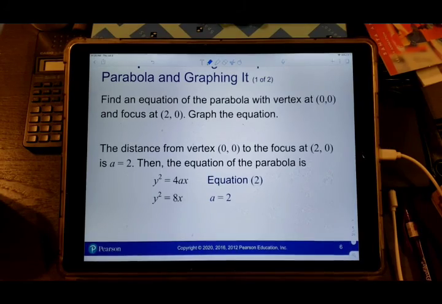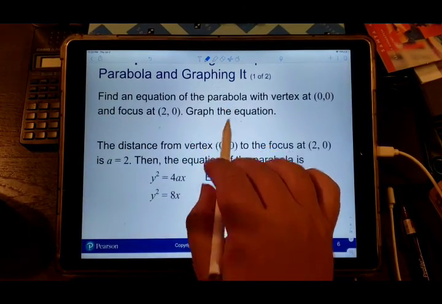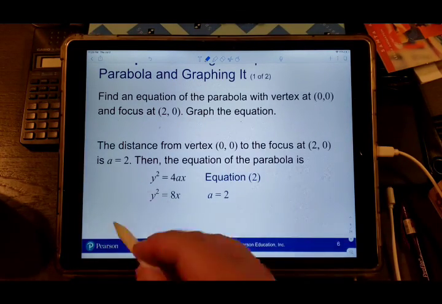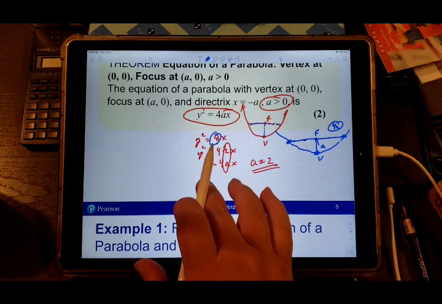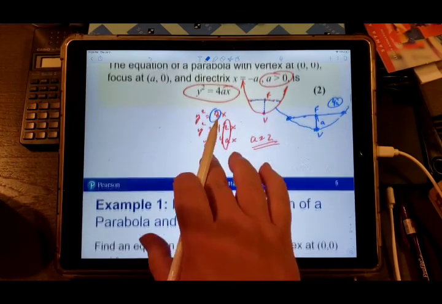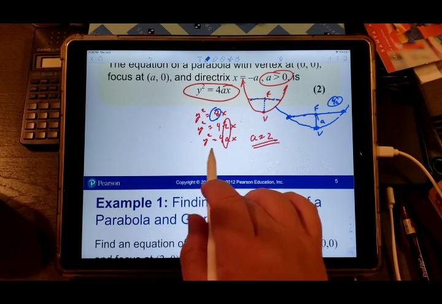All right, well, they kind of did it backwards here. Find the equation, same problem I just did. Well, actually, I didn't draw that problem, by the way. I haven't drawn this one. No, I'm not saying I drew that one. Let's see, did I? No.